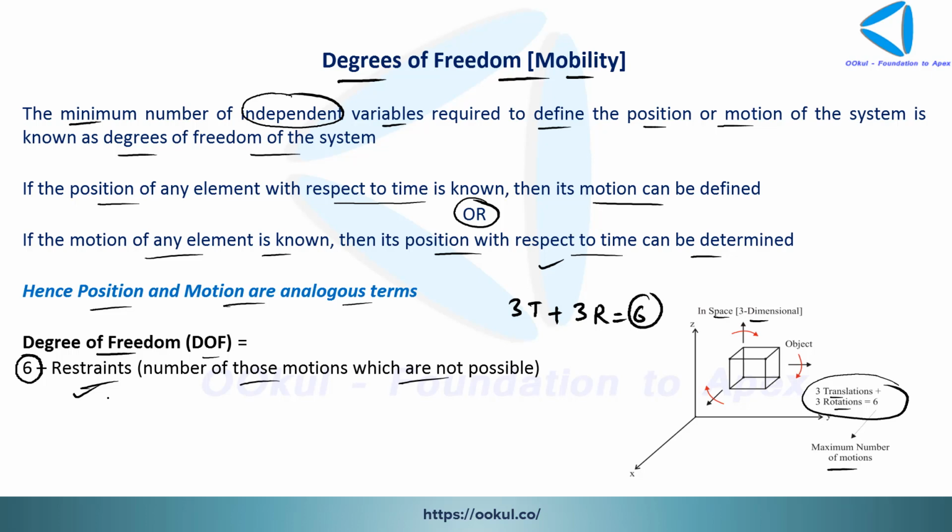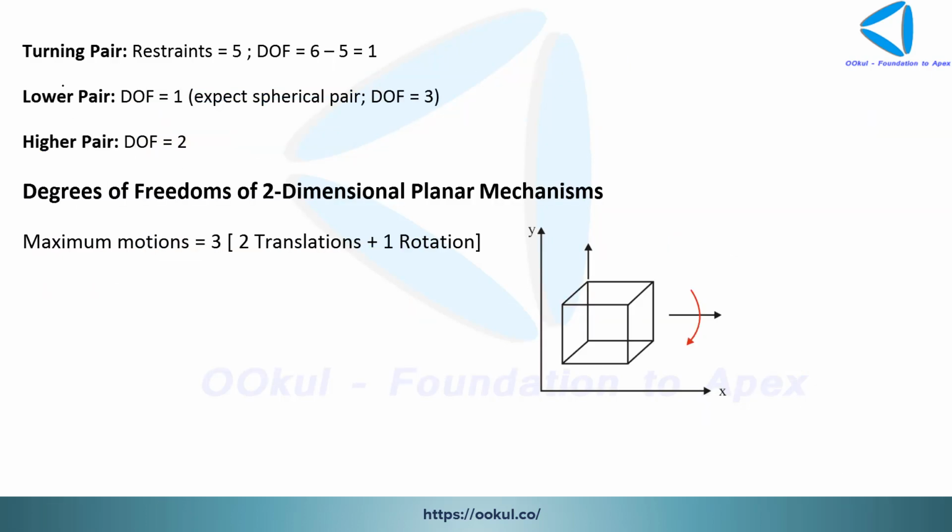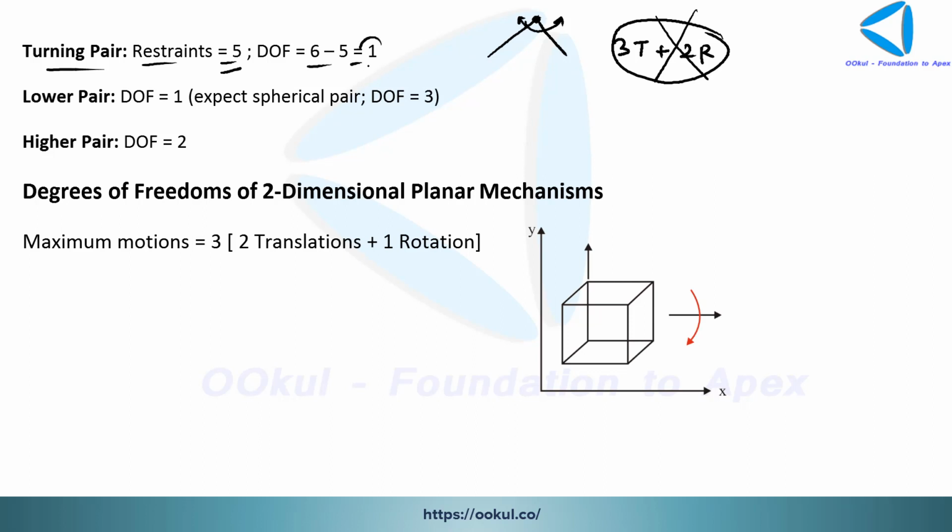So please remember, the degree of freedom in 3D is given by 6 minus restraints, that is the number of those motions which are not possible. Next, let us see examples through some of the pairs, like the turning pair. A turning pair has 5 restrictions. This turning pair can only rotate about this point. It cannot do anything else than this. So all other motions, that is 3 translational motions plus 2 rotational motions, are restricted for your turning pair. So it has 5 restraints, so its degree of freedom becomes equal to 1.